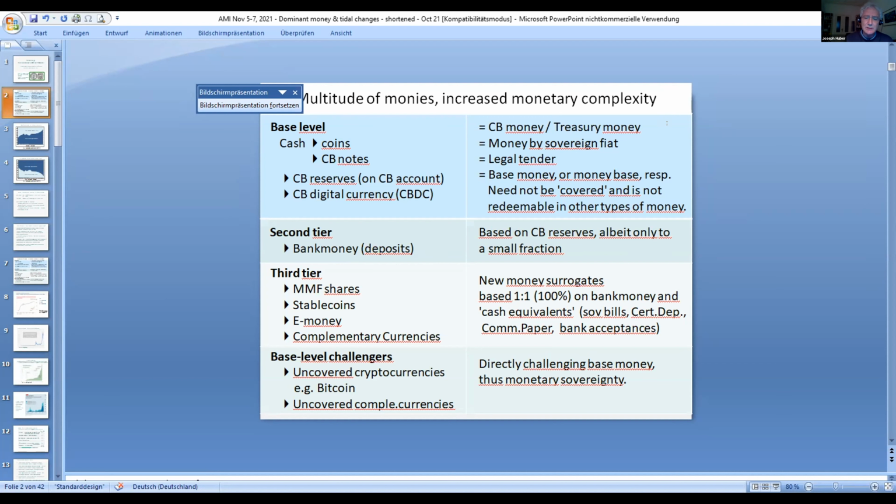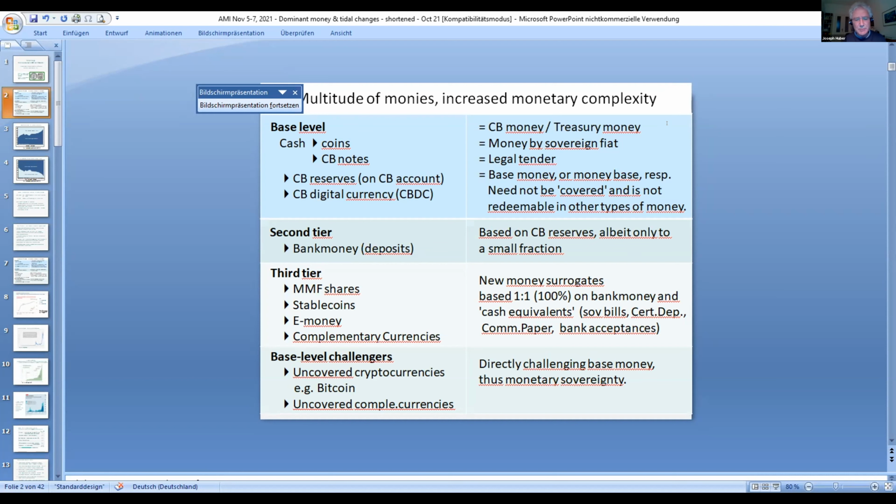And all these new money surrogates in a third tier here, all of these are based one-to-one on bank money and or cash equivalents. Cash equivalents meaning short-term treasury bills, or certificates of deposit, bank acceptances, and similar papers. And then we have another, not another tier, but say another class of money, and that is uncovered new monies, uncovered cryptocurrencies in particular.